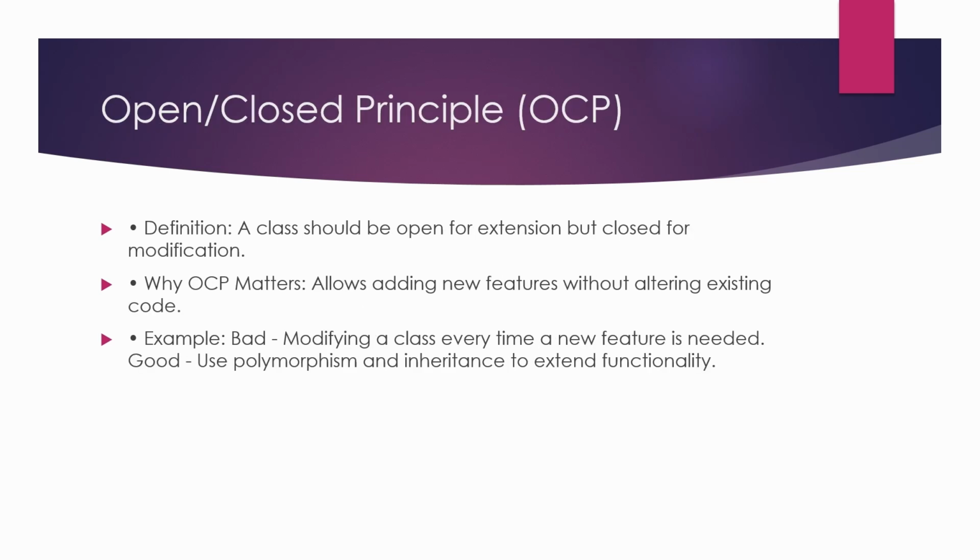Next is the open/closed principle, or OCP. This principle states that classes should be open for extension but closed for modification. In simple terms, you should be able to add new features without changing existing code. For example, instead of modifying a class every time a new feature is needed, we use inheritance and polymorphism to extend functionality while keeping the original code untouched.